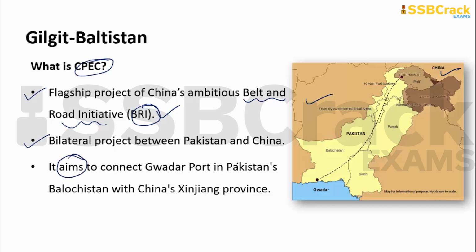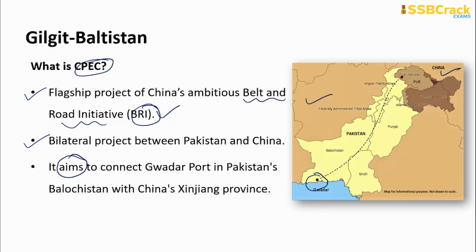The aim is to connect the Gwadar port, this particular port in Pakistan's Balochistan province, and China's Xinjiang province. And they will provide connectivity through what? They will provide connectivity through highways, railways, pipelines, and various infrastructural development in this particular area.